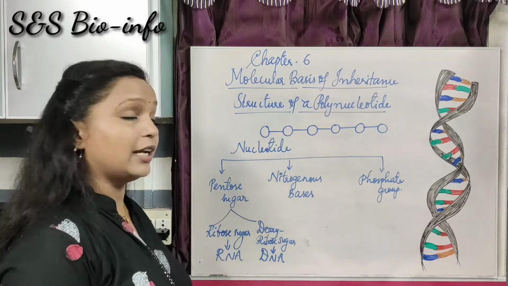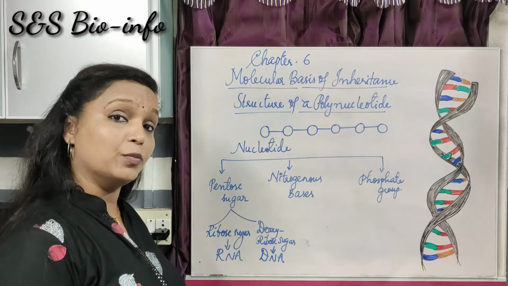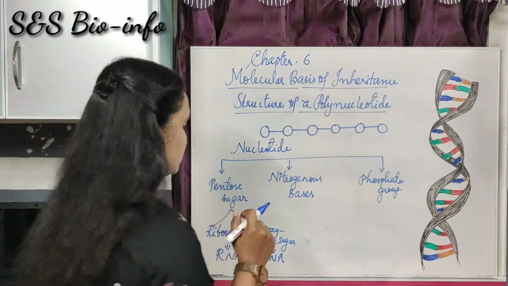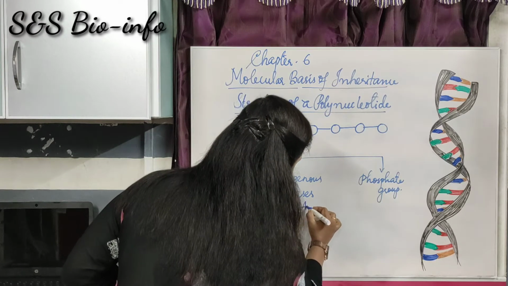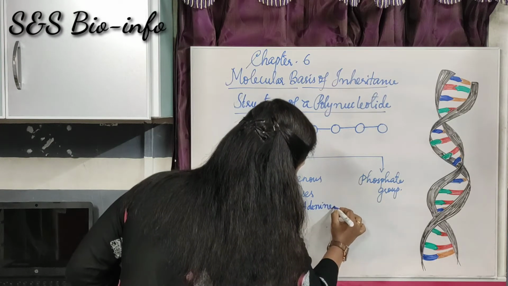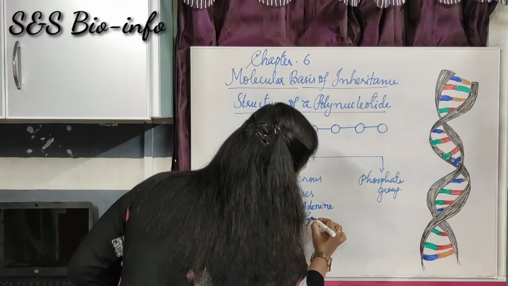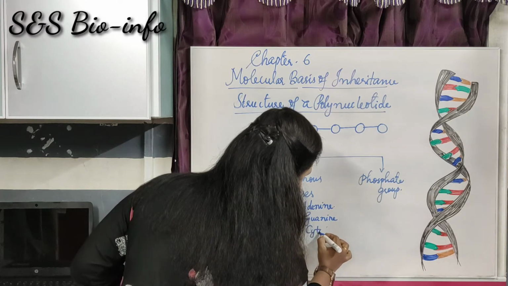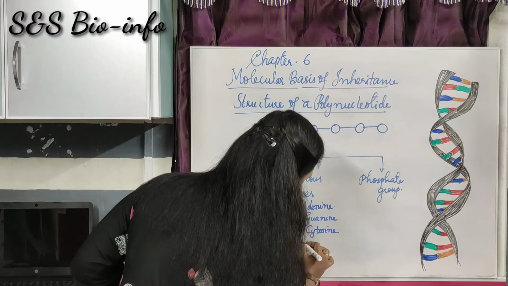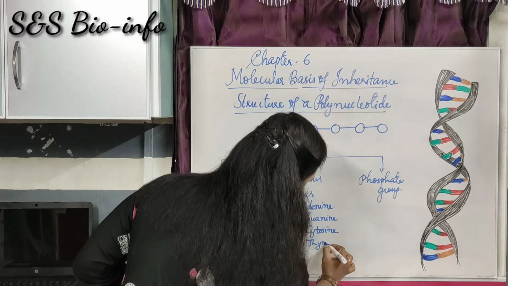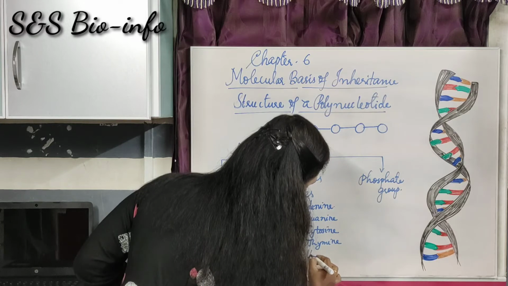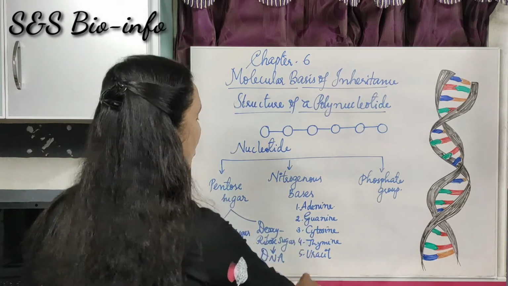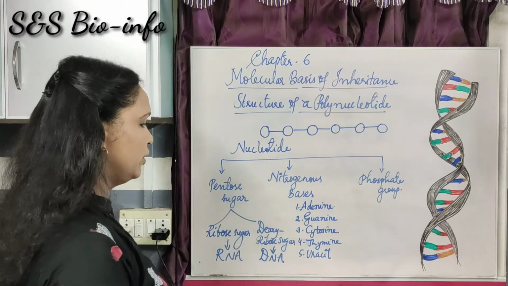Now let's familiarize with the nitrogenous bases that are present both in DNA and RNA. There are mainly 5 nitrogenous bases. Those are number 1, adenine, guanine, cytosine, thymine, and uracil. These are the 5 nitrogen bases that are commonly found in the polynucleotides.